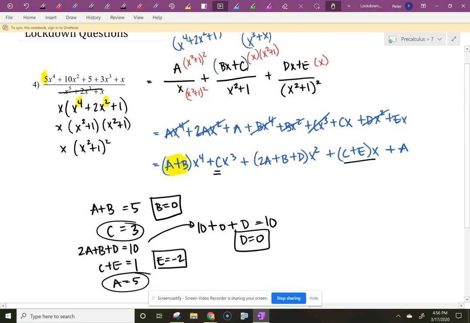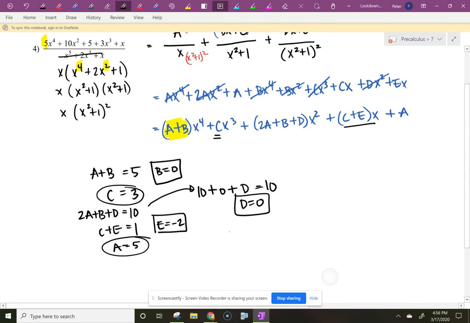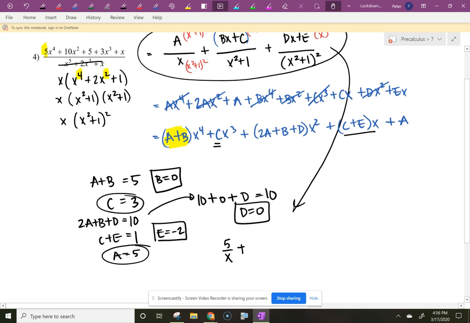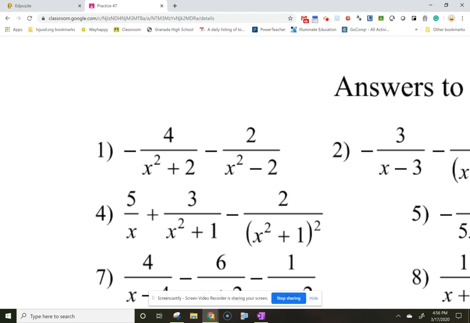So now I can go back to what I had originally. A over x, which was A is 5. 5 over x plus. Now again, I'm just going back up here and filling in everything. Bx plus C, well, B is 0, so 0x plus C, so that's 3 over x squared plus 1. Plus, and then D was also 0, and E is -2. So -2, or most people move that negative out front, over x squared plus 1 squared. And there you have it. That's my answer, right? And I can check it. 5, 3, and -2. There it is. Got him.